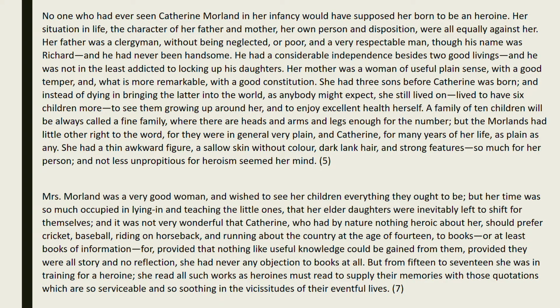So this is the beginning of the novel. I'll read this. No one who had ever seen Catherine Morland in her infancy would have supposed her born to be a heroine.